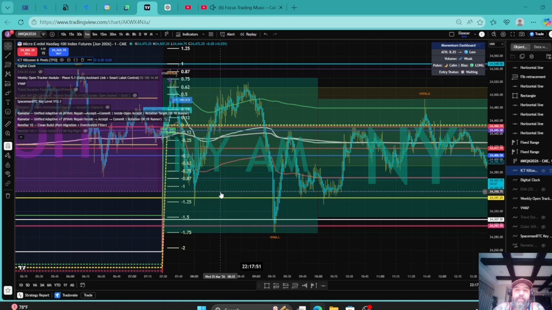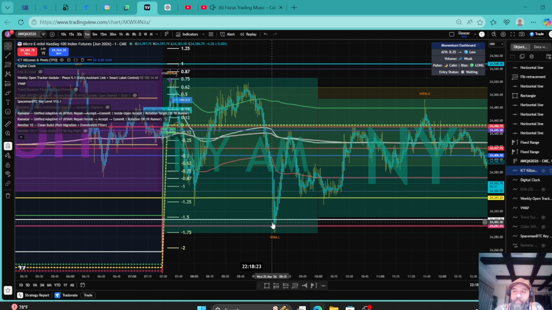It was chopping between the levels. Okay, there was no clean continuation. In other words, it wasn't coming outside of these areas right here. So in the midday, again, price did leave the range a little bit here, but like I said, it tried to repair, came back in. This ended up being a controlled expansion.